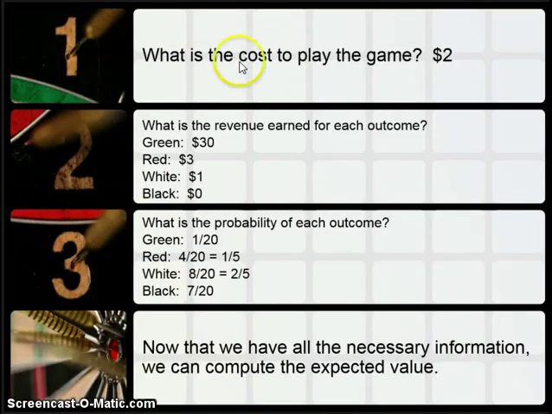So, our first item, what is the cost to play the game, is still the same, $2. Our second item changes. Now we're interested in the revenue earned for each outcome. So, for drawing a green marble, we end up with a revenue of $30. For a red marble, $3. White marbles are worth $1, and black marbles are $0. Third, the probability for each outcome remains the same. We still have 20 marbles in the bag, 1 is green, 4 are red, 8 are white, and 7 are black. With this information, we can compute the expected value of the game.